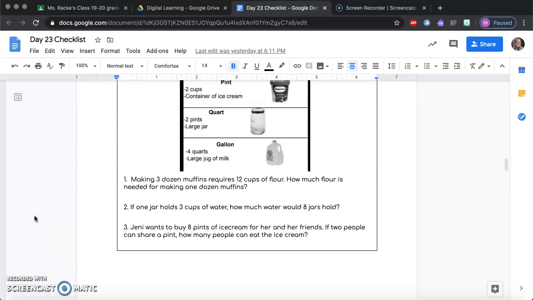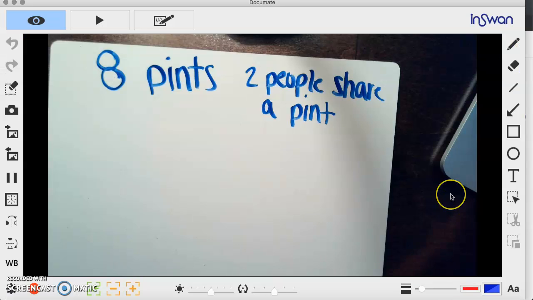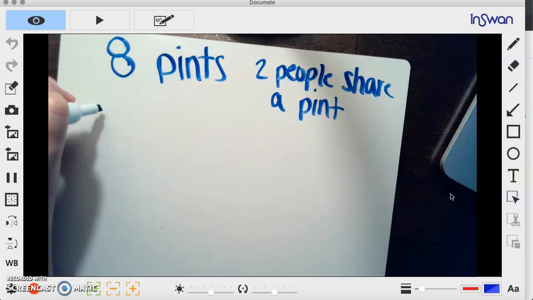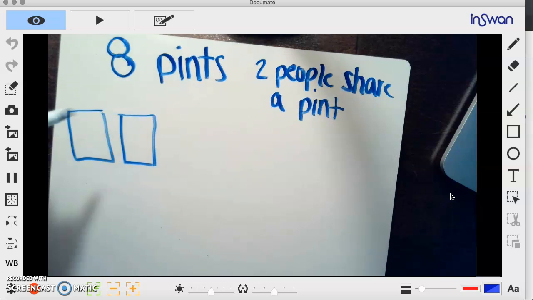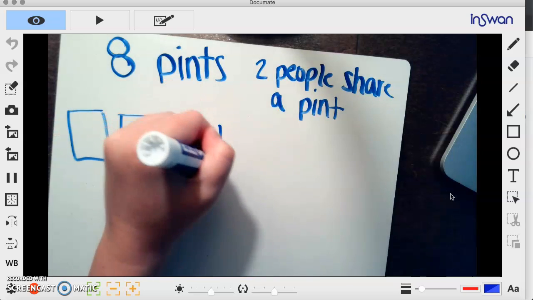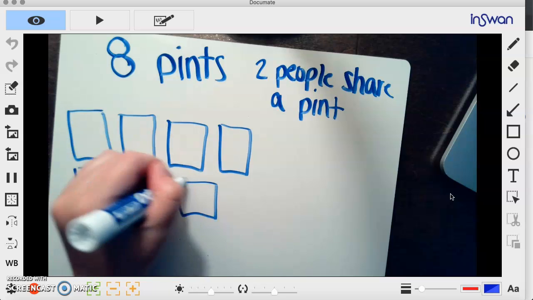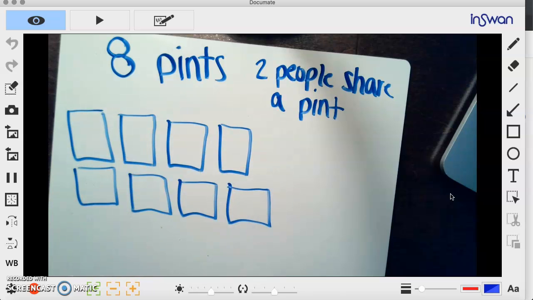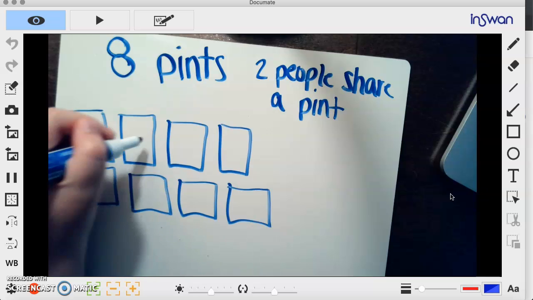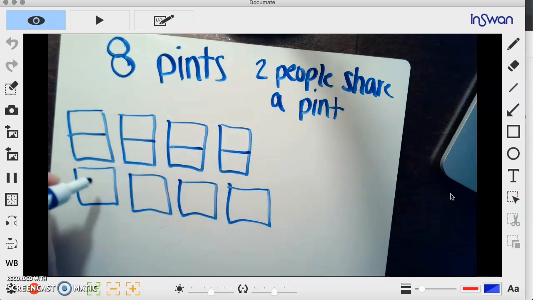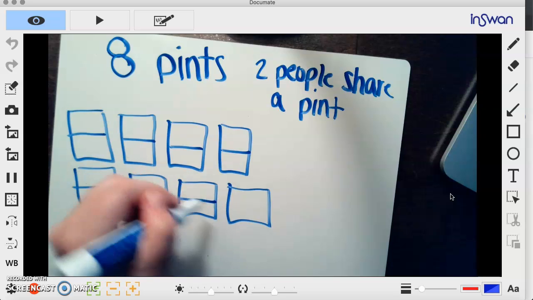So Jenny wants to buy 8 pints of ice cream for her and her friends. If 2 people can share a pint, how many people can eat the ice cream? So I have my 8 pints and that 2 people share a pint. So I'm going to draw my 8 pints. 1, 2, 3, 4, 5, 6, 7, 8. And split each of them into 2 parts because 2 people can share a pint.